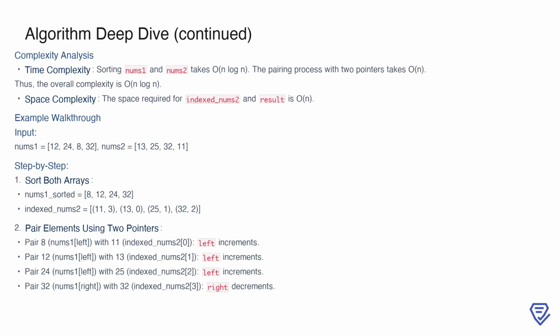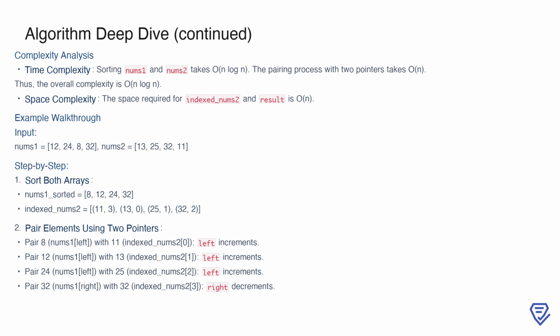The algorithm's efficiency lies in its time and space complexity. Sorting nums1 and indexed_nums2 each takes O(n log n), and the pairing process with two pointers runs in O(n), resulting in an overall time complexity of O(n log n). Space complexity is O(n), as we use additional arrays for indexed_nums2 and the result.